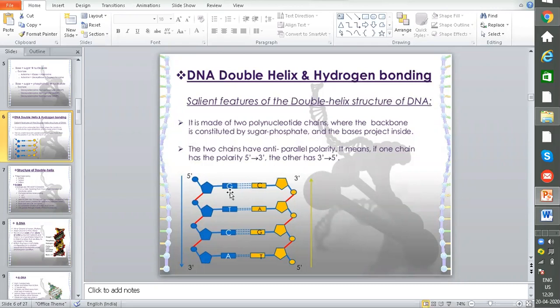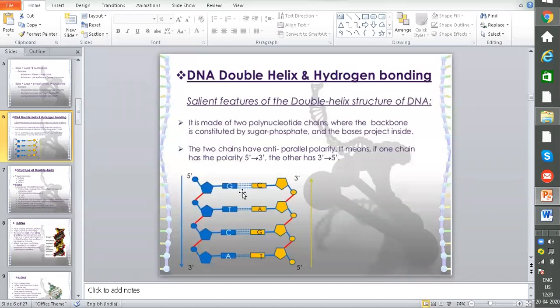That means here G is a guanine nucleotide, which is attached with cytosine, and here thymine is attached with adenine. So these are complementary base pairs. That means G is complementary to cytosine, and thymine is complementary to adenine.